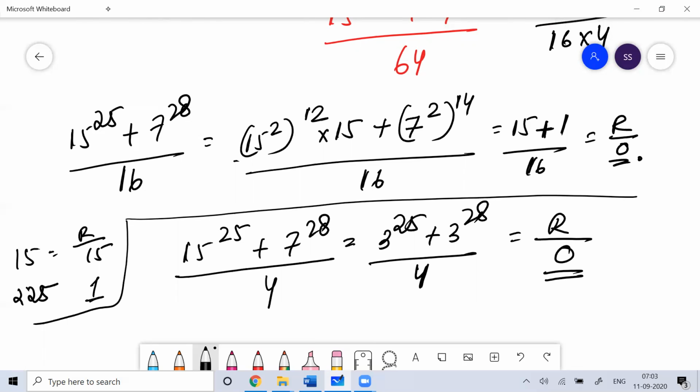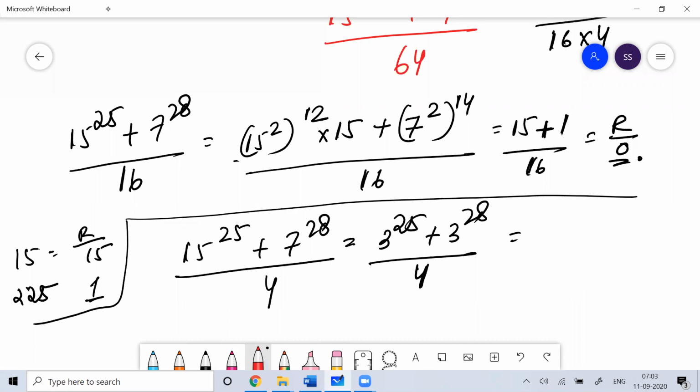This will give a remainder 0. So 3 to the power 1 is 3, and 3 divided by 4 gives a remainder of 3, that is, minus 1.